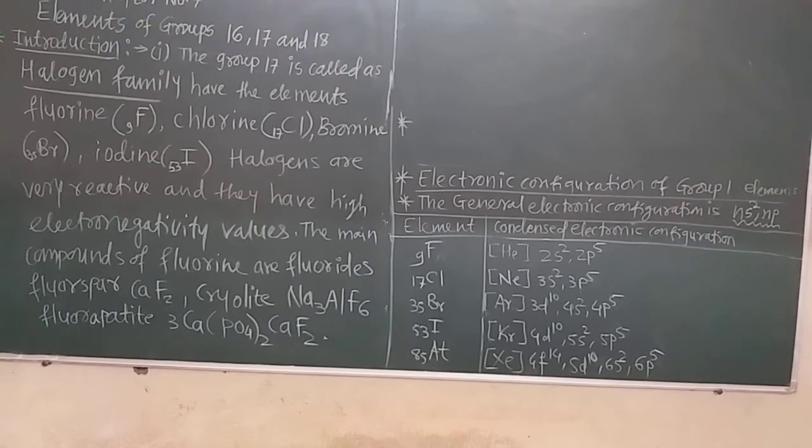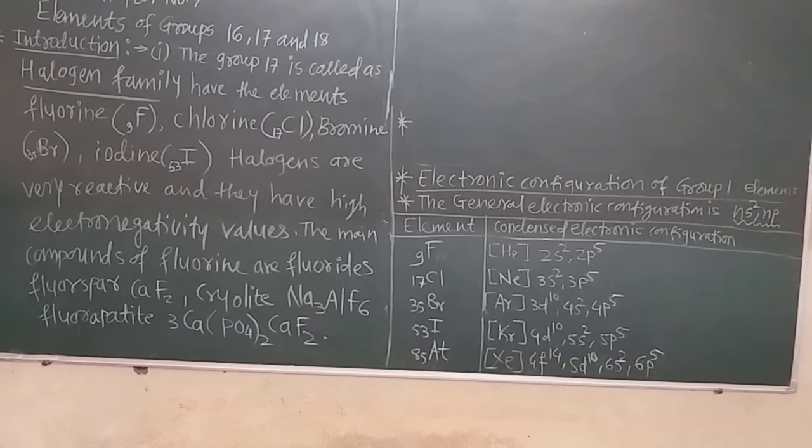Now which elements are there in group 17, the halogen family? Fluorine has atomic number 9, chlorine has atomic number 17, bromine has atomic number 35, and iodine has atomic number 53. You can remember it as 35 for bromine and 53 for iodine; just change the digits 35 and 53 in this way. And astatine has the atomic number 85.